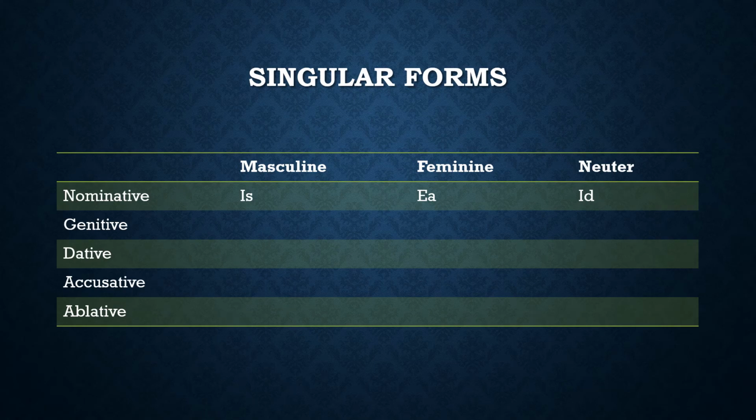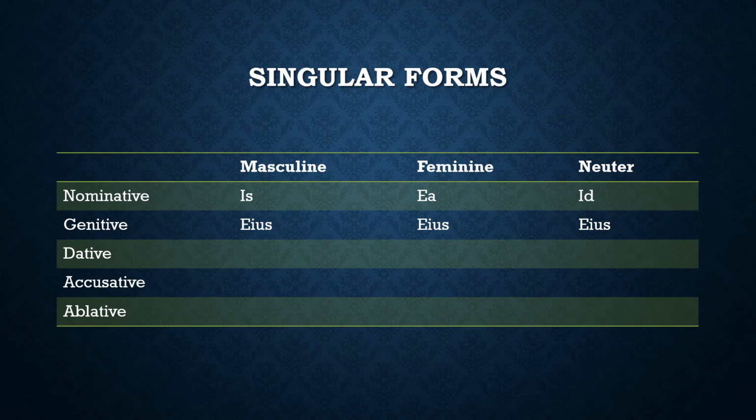When we look at the singular forms of is, ea, id, we see that those are the three nominatives. Is for the nominative masculine, ea for the feminine, and id for the neuter. As we move to the genitive, we'll see that regardless of the gender, eius will be the genitive form. Unlike the first and second person, eius may be used to show possession, as long as the possessor is not also the subject of the sentence. If the possessor is the subject of the sentence, we would use the adjective suus.